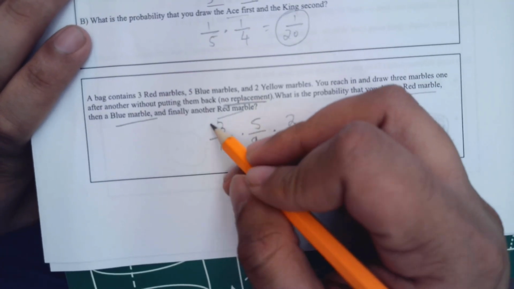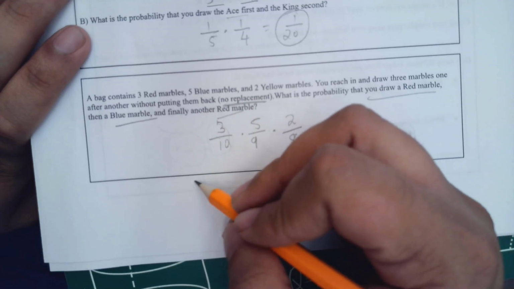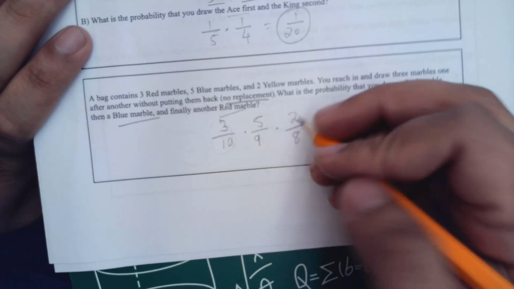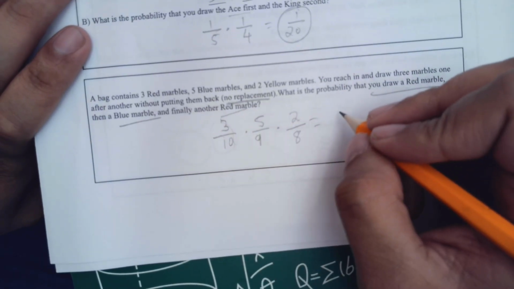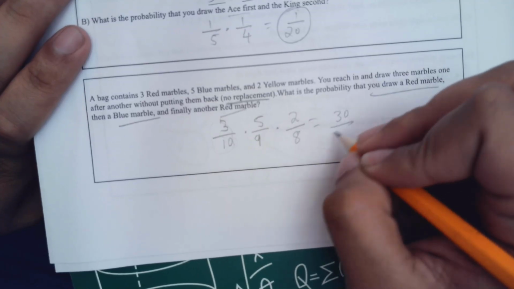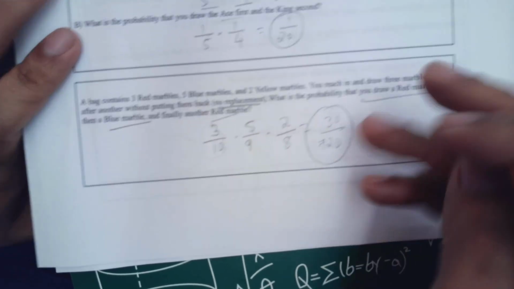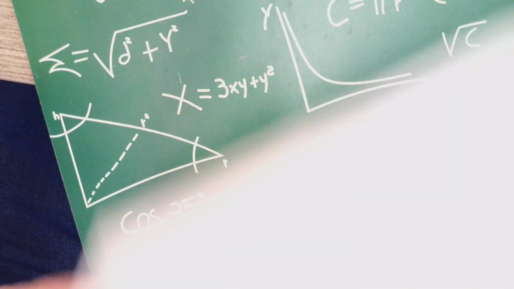Here it was 3, but in this scenario I would have taken 1 out, so by the time I get here, I will only have 2 left. So 3 times 5 is 15, 15 times 2 is 30, over 720. I'm hoping that's right. You guys can do the math.